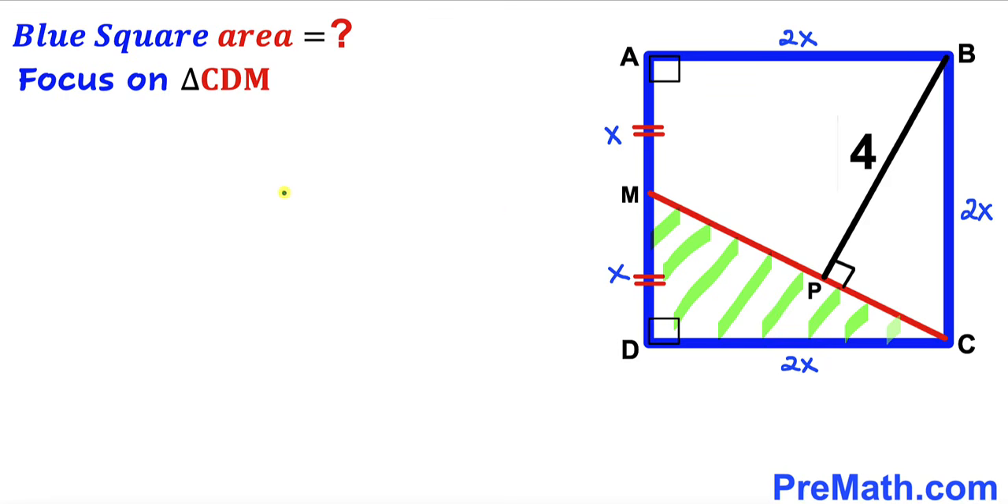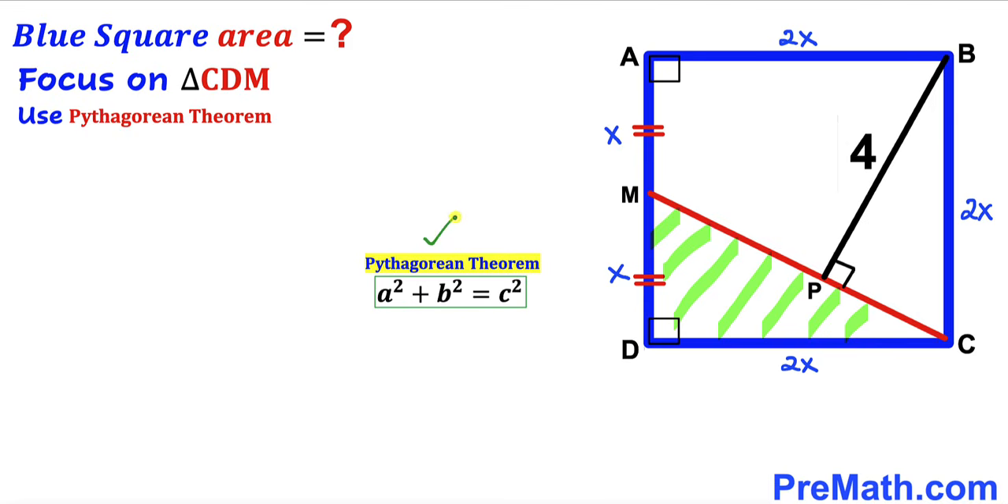And here's our next step. Let's focus on this right triangle CDM, and bear in mind that this angle is our 90-degree angle, since we are dealing with a square. We are going to apply the Pythagorean theorem on this triangle to solve for the hypotenuse MC. Here's our Pythagorean theorem: a squared plus b squared equals c squared. In our case, our two legs are x and 2x, and MC is the hypotenuse. Let's fill in the blanks in this formula.